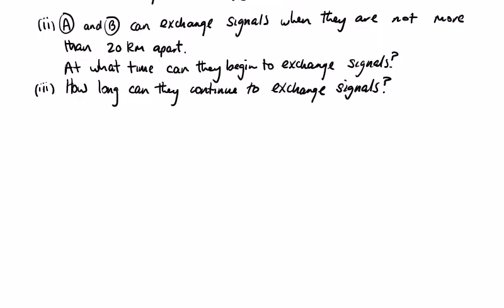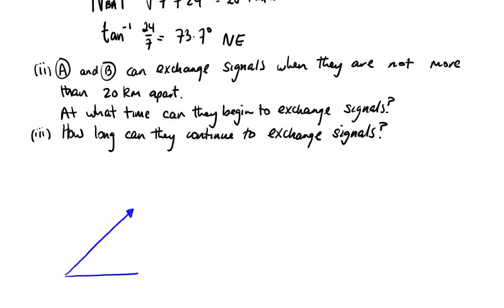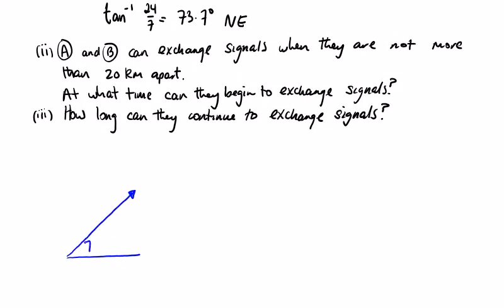Let's draw a diagram to represent part 2 and 3 of part B. A and B can exchange signals when they are not more than 20 kilometers apart. So we're looking at the closest distance again. At what time can they begin to exchange signals, and how long can they continue to exchange signals? Well, the velocity of B relative to A we found to be in a northeasterly direction, and we found that the angle was 73.7 degrees.